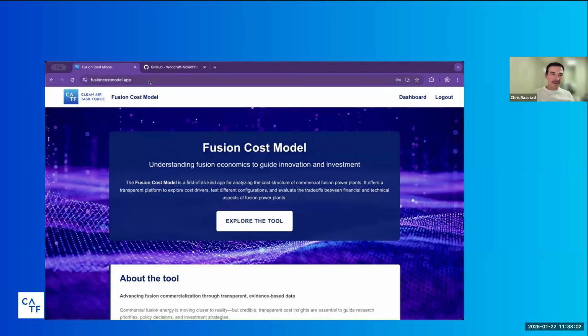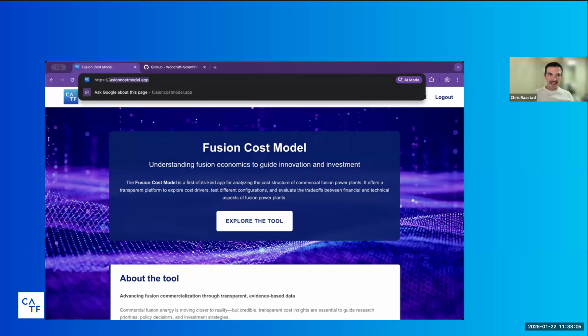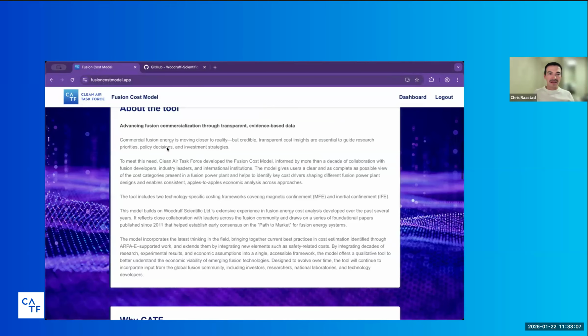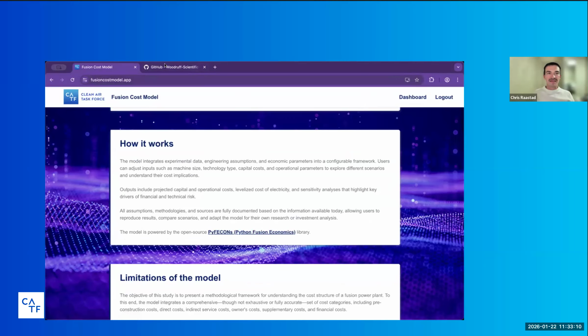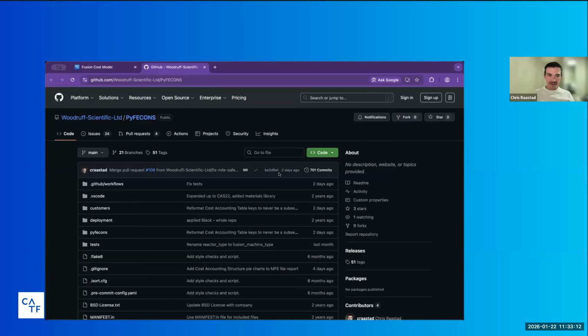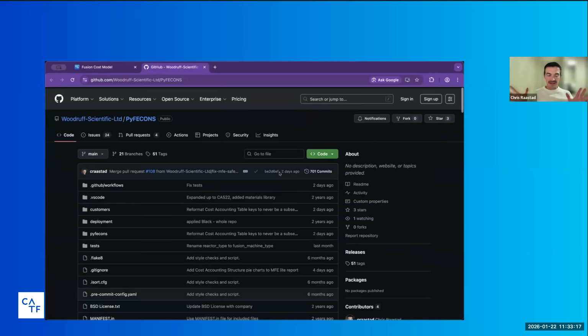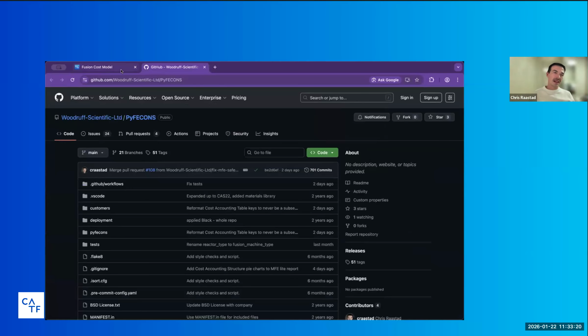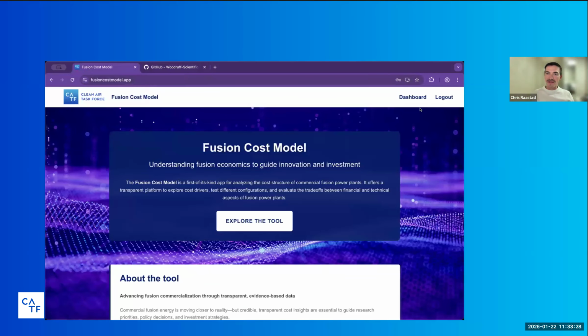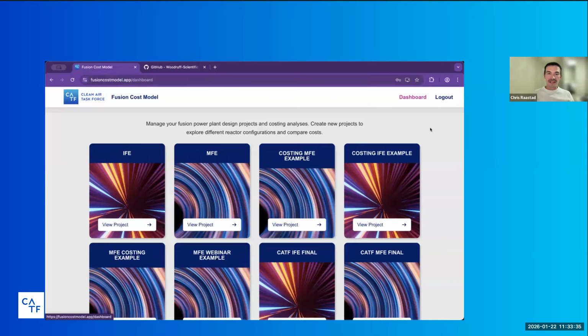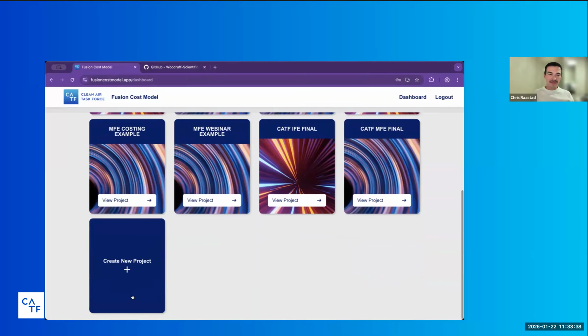So as I mentioned, for the cost model, you can navigate here in your browser. At the bottom here, we have a link to the PyFecons library. This is the open source library that powers this web application. It loads it as a reference into the application, and that's what does the cost calculations and the report generation. So after you do the sign up and password creation phase that Jay talked about, you should be able to get to this projects page.